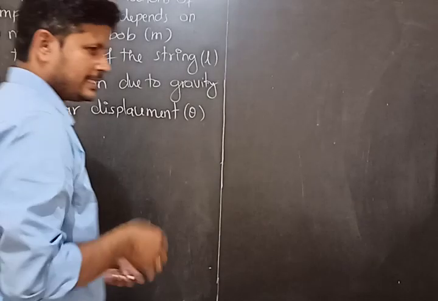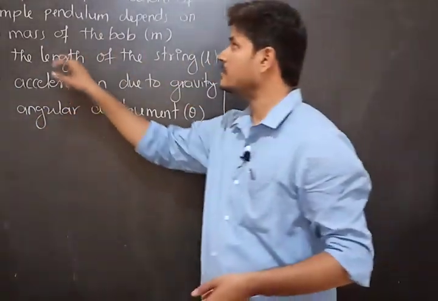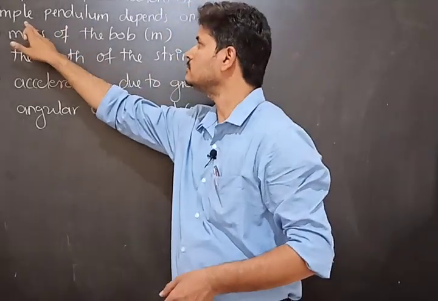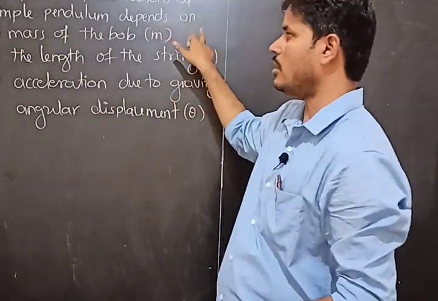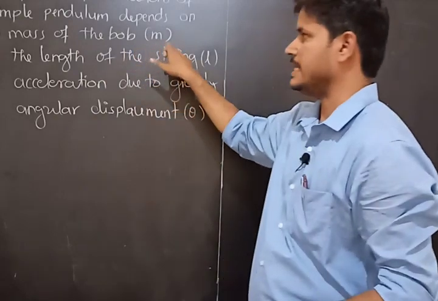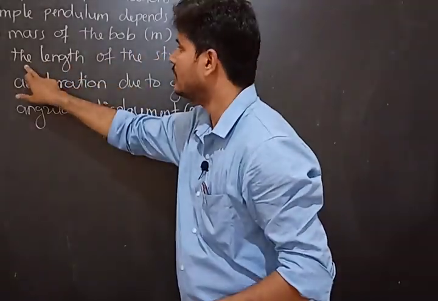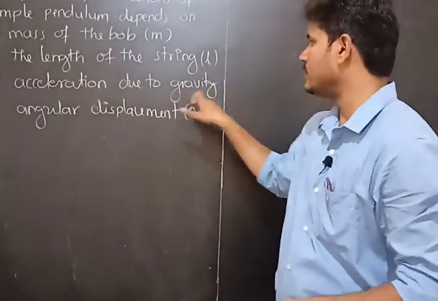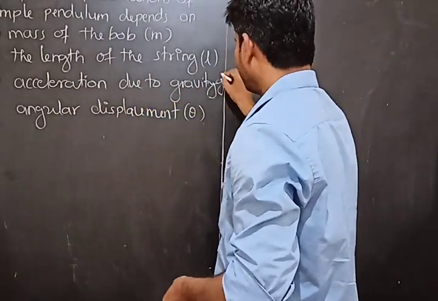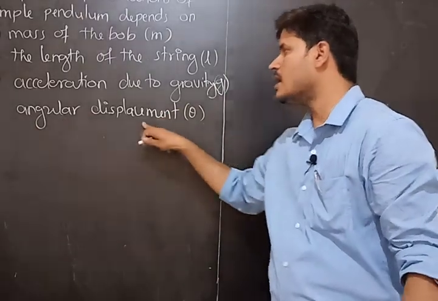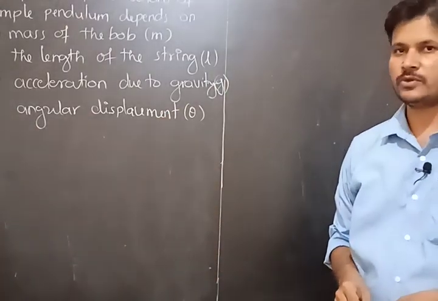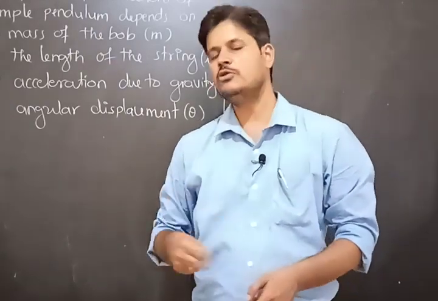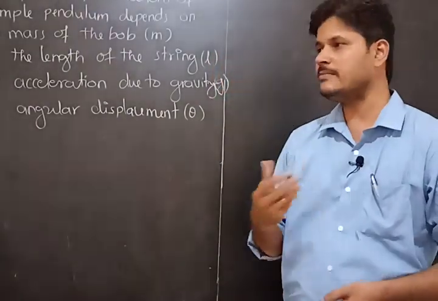Now this is the second example. Here the time period of the oscillation of the simple pendulum depends on the mass of the bob m, the length of the string L, acceleration due to gravity g, and angular displacement theta. By using the dimensional method, we have to derive the time period of the simple pendulum.